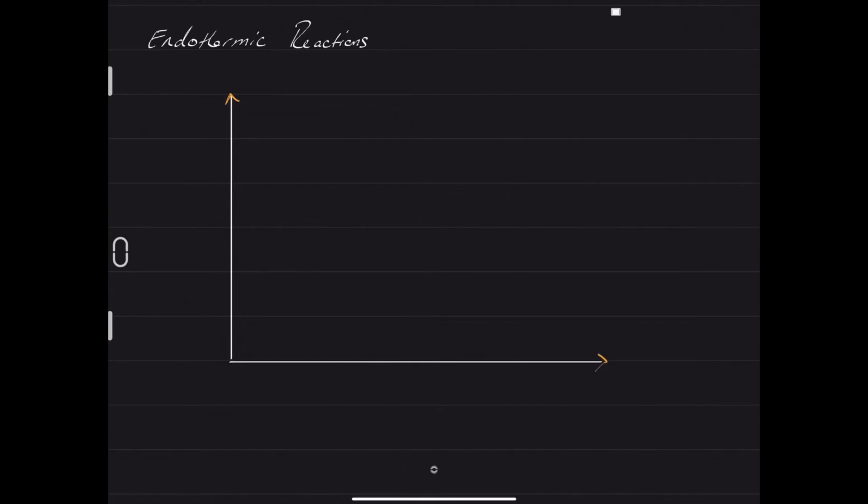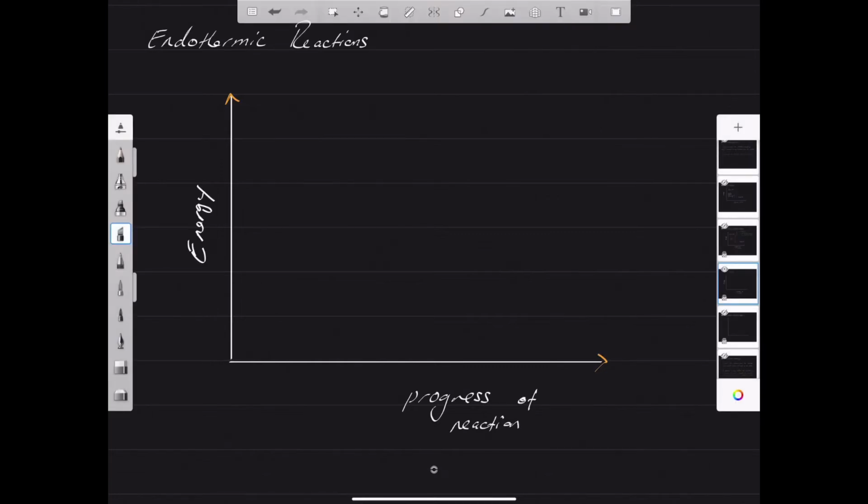You should have energy here on the y-axis and progress of reaction. It's the same for endothermic and exothermic. So progress of reaction is on the x-axis, energy is on the y-axis. Now, how do we represent this in terms of reactants and products, in terms of their relative energy differences?